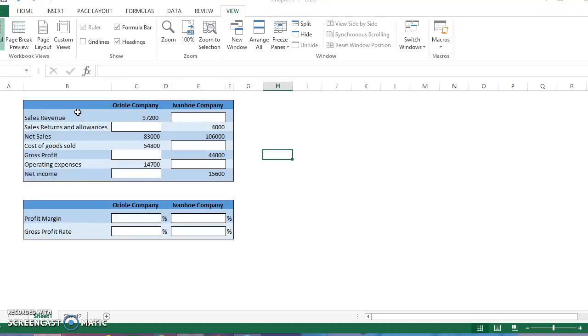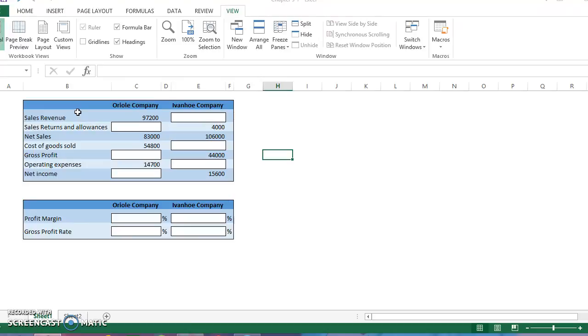So basically what we have to do here is calculate our total net income based on the formulas we have learned in this chapter. By definition we know that sales revenue less cost of goods sold equals gross profit, and then if we take out operating expenses from gross profit we'll get net income.